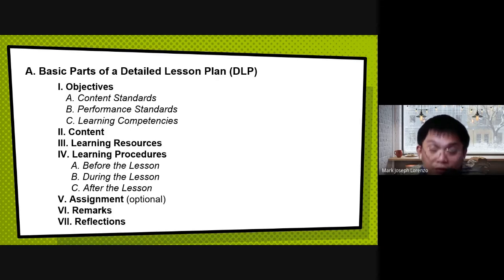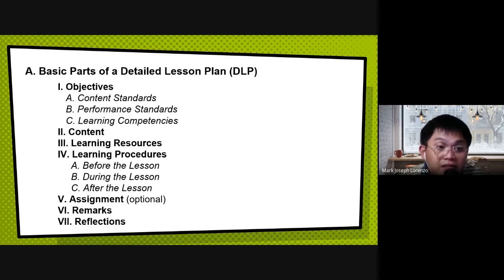maaring hindi na kailangang iproseso dahil successfully met na yung intended na learning procedures. There are times we are giving assignment kung kapos, no? Or may kailangan tayo i-clarify doon sa natutunan nila sa learning procedures. Roman number 6, remarks. Roman number 7, reflection.